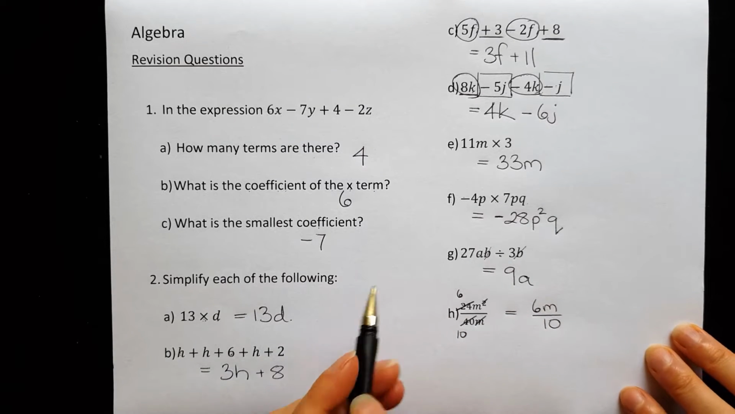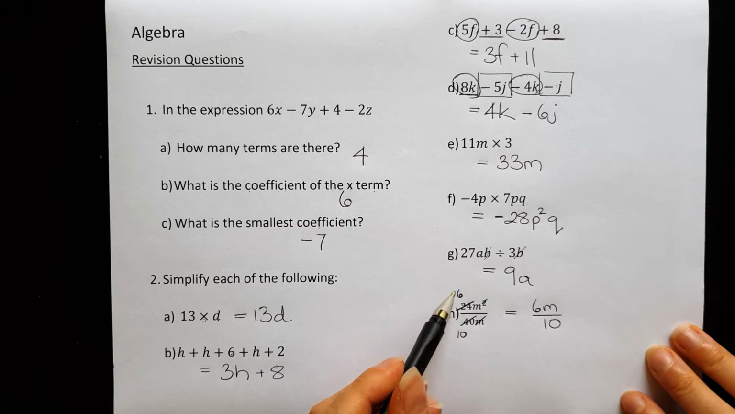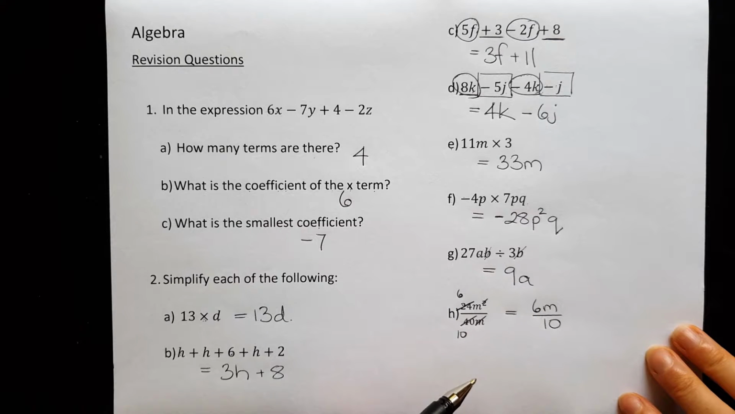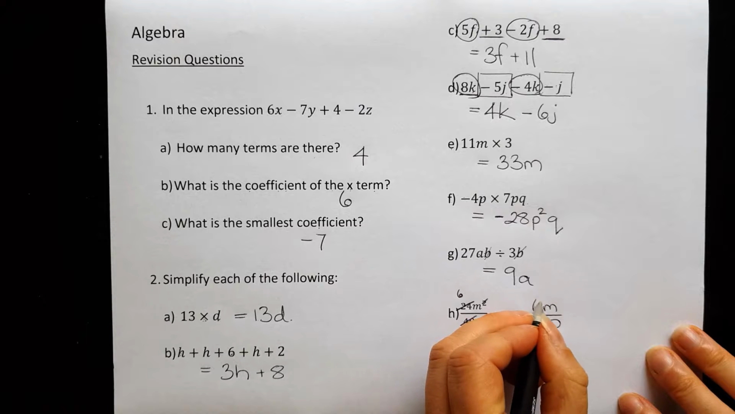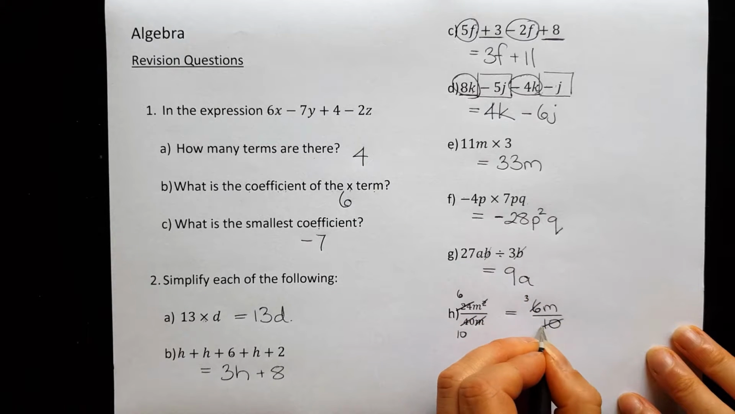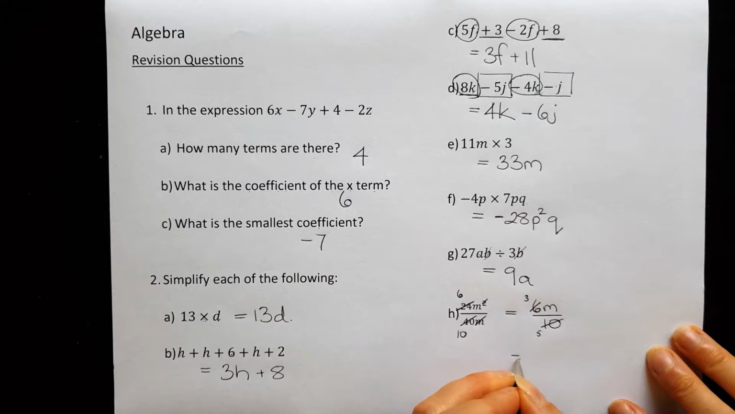Now what happens sometimes is if you don't get the highest factor, you might have to simplify again. So in here we can see 6 and 10, I can actually divide those further. I could divide them both by 2, giving me a 3 and a 5, making the answer 3m over 5 as the most simplified answer.